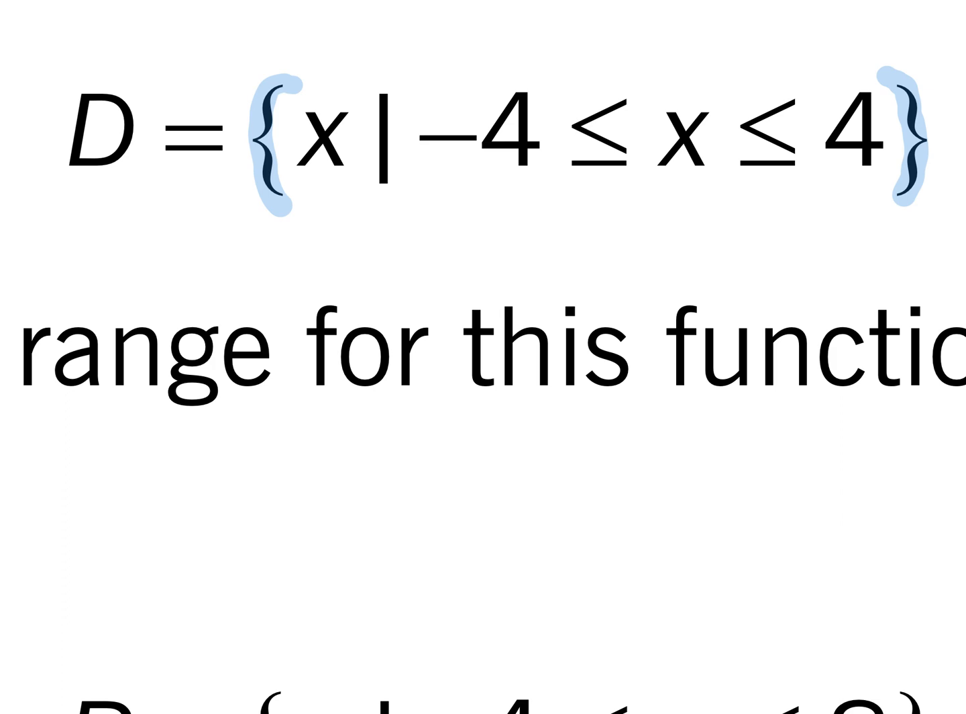Now, the domain represents the x values. So we start off by saying the domain is the set of x is. So that's why there's an x there. So you always have to start off with x. Then you have to write a vertical line like this. And that vertical line means such that.